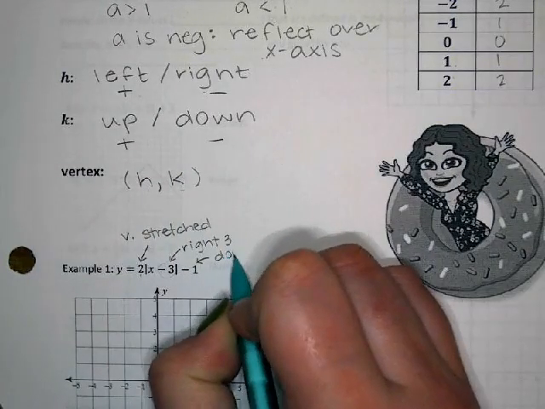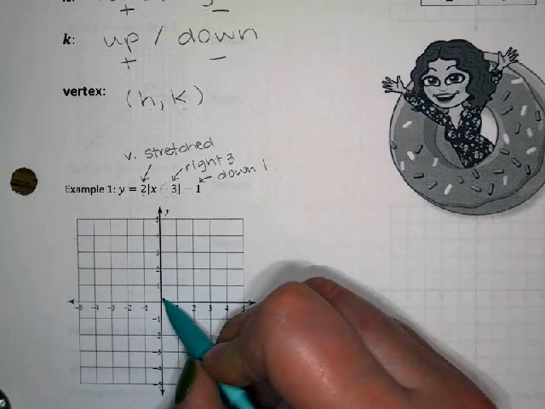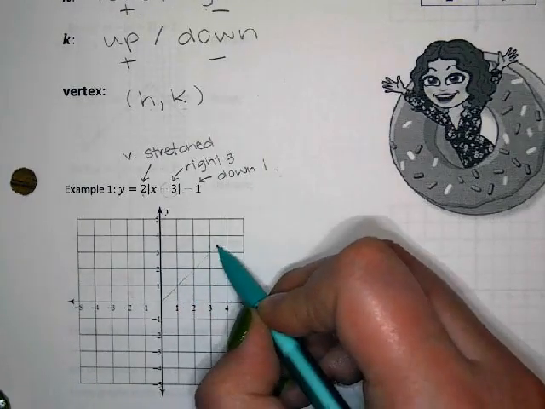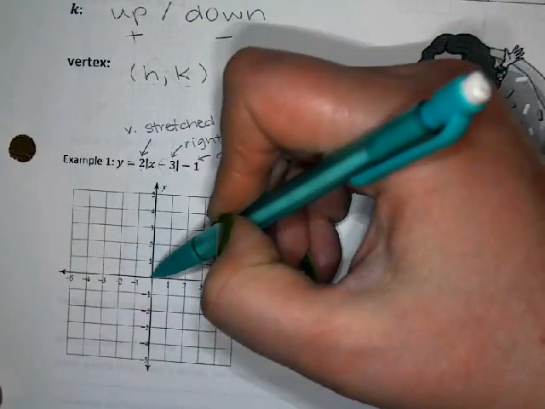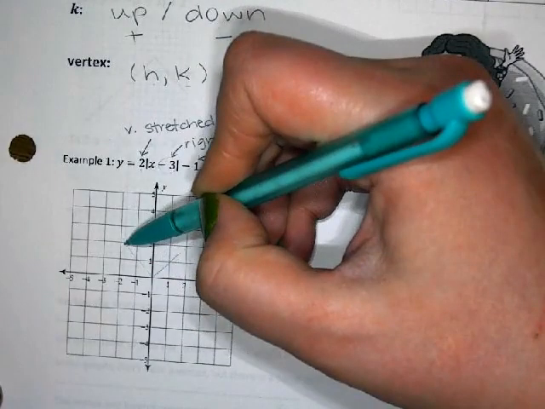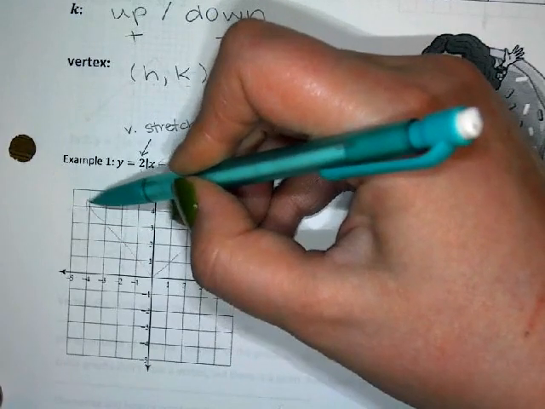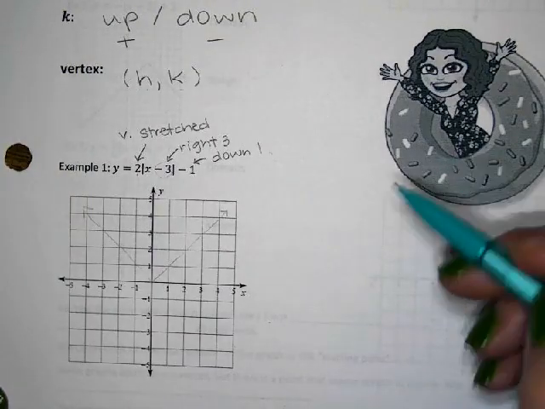It moved down 1. Okay. So the normal V, I'm just going to lightly sketch this. The normal V just goes perfectly through the corners. And if you want to sketch it very lightly, feel free to do that. This is the parent graph. It just goes perfectly through the corners. And now we're going to see what ours looks like.